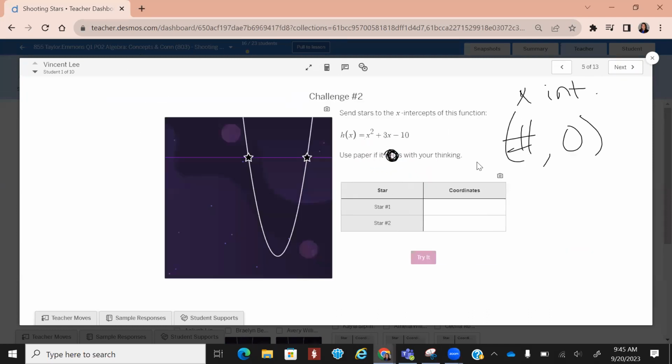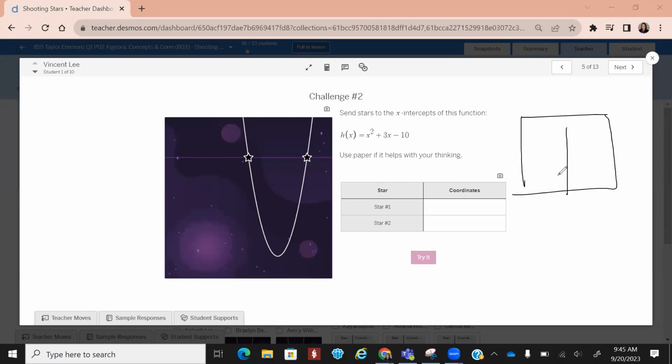All right, moving to slide 5. Find the x-intercepts of this function. This is a repeat from yesterday. So when we were factoring, we would put the first term in the first box, the last term in the last box. I need two numbers that multiply to get -10 and add to get 3. 5 and -2.